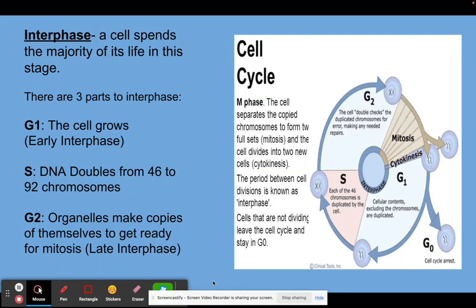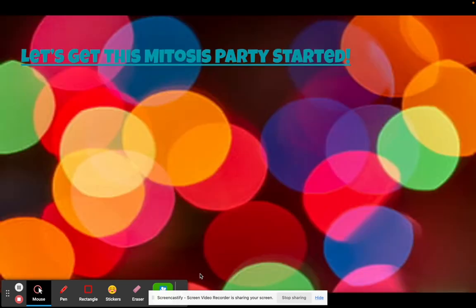So in the last video, we discussed the different reasons why cells reproduce, as well as the majority of where a cell spends its lifetime, which is during interphase, where it's either growing and then the DNA is doubling and it's preparing for mitosis. So all of these things need to happen before the cell can duplicate. So without further ado, let's get this mitosis party started.